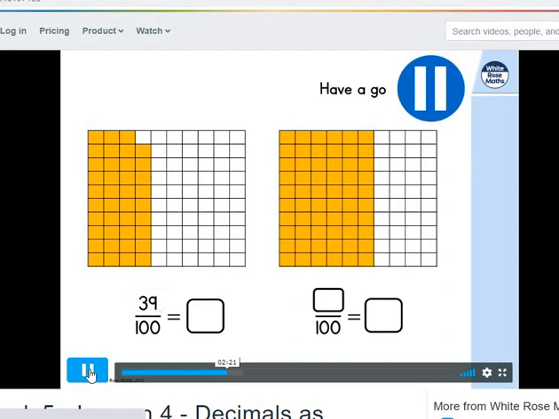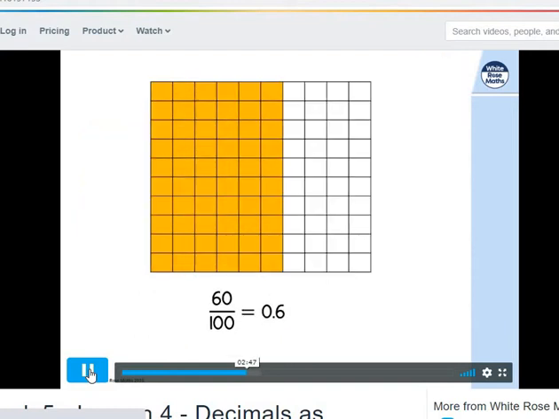Let's have a look at the first one. Well, 39 out of 100 are shaded, so that would mean the decimal would be 0.39, because it's made out of 3/10 and 9 ones. And the last one would have been 60/100, which you could write as 0.60. Although that last 0 we don't need to write, because 0.6 is the same as 0.60.